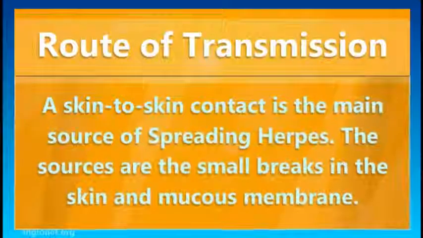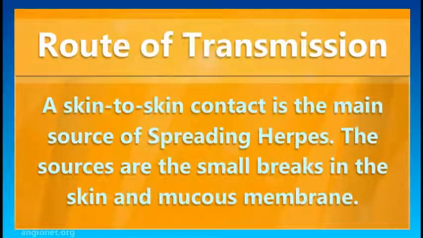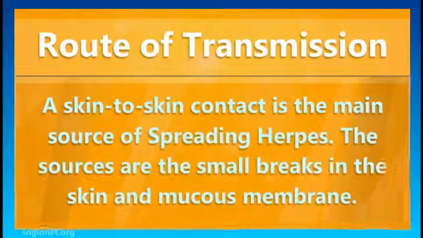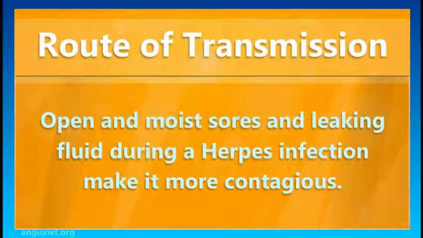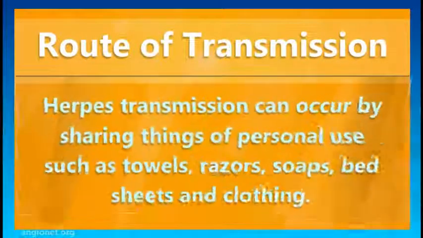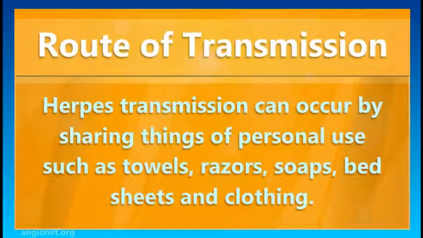A skin-to-skin contact is the main source of spreading herpes. The sources are the small breaks in the skin and mucous membrane. Open and moist sores and leaking fluid during a herpes infection make it more contagious. Herpes transmission can occur by sharing things of personal use such as towels, razors, soaps, bed sheets and clothing.